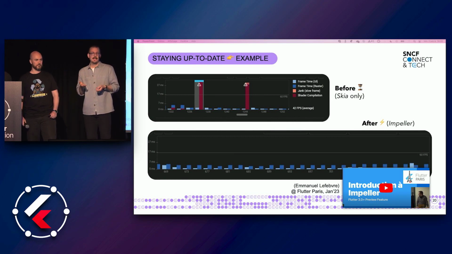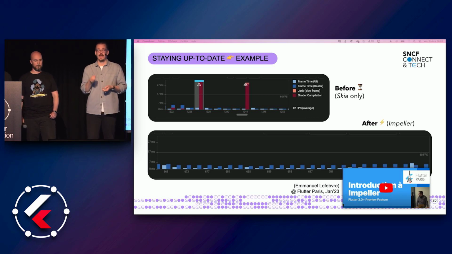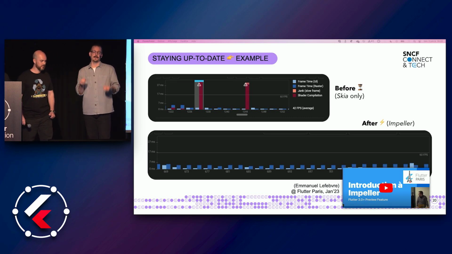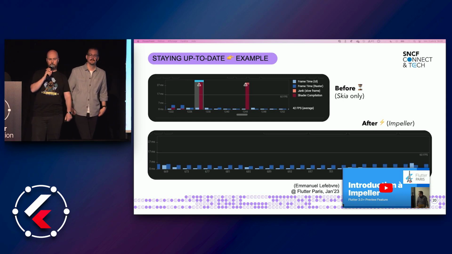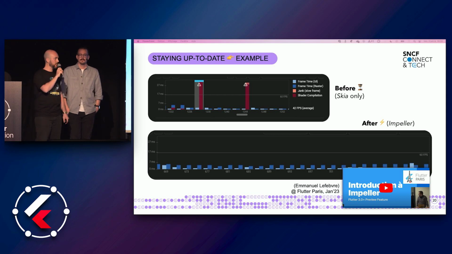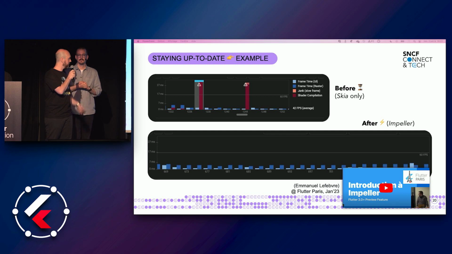We ran some tests on our app. This is our home screen with Skia on top and with Impeller in the bottom. So you have much better FPS, but also much better CPU consumption just by updating Flutter. And if you wonder what you're seeing now, these results come from a presentation from Emmanuel, one of our colleagues who is somewhere in the room. It's a presentation he gave at Flutter Paris in January, so there's a replay available if you want to know more.